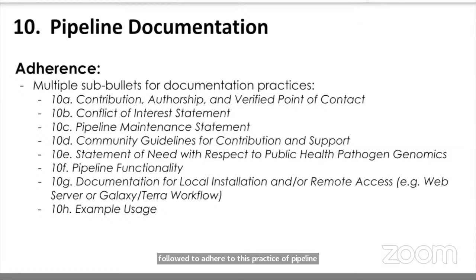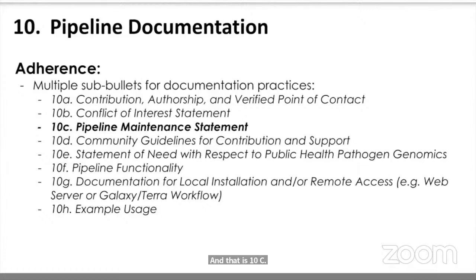And so here are the pipeline practices we've communicated in our guidance document. And most of these are really straightforward and can be applied to really any sort of open source software, such as contribution, authorship, verified point of contact, and conflict of interest statement. We don't necessarily have the time today to get into each of these, but I did want to take a second to highlight one documentation practice that we have had the most debate about, both internally and externally. And that is 10C, Pipeline Maintenance Statement.